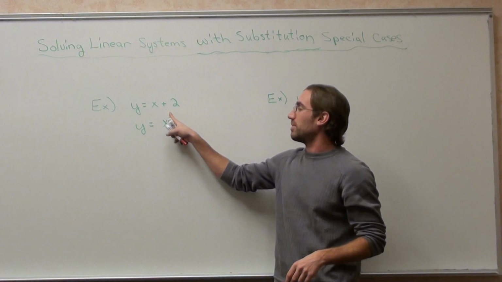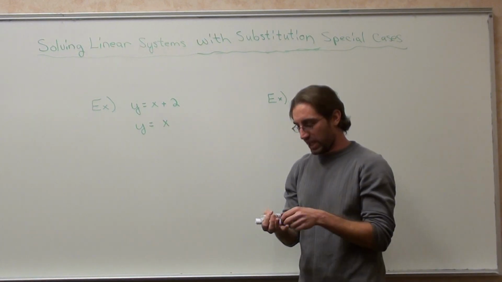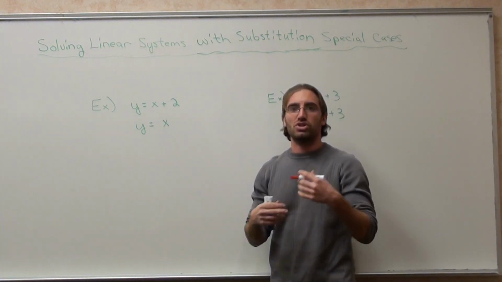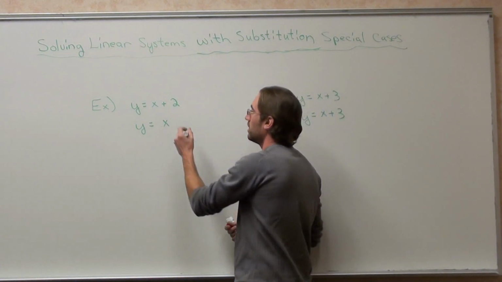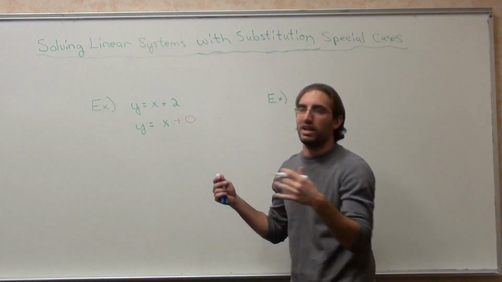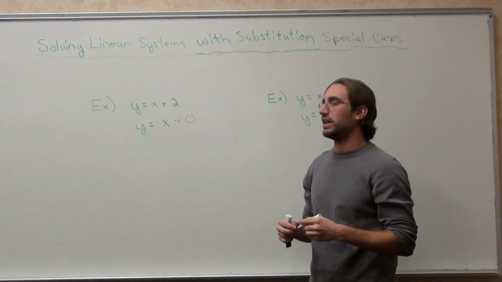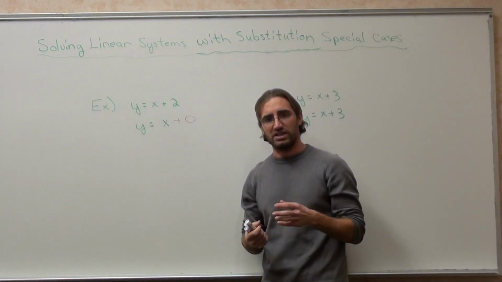So I've got this one problem right here, y equals x plus 2 and y equals x. Actually, y equals x is also the same thing as y equals x plus 0. The y-intercept is at 0. So I'll go ahead and put that in for fun. It's not necessary that you put that in. And I want to solve this via substitution.